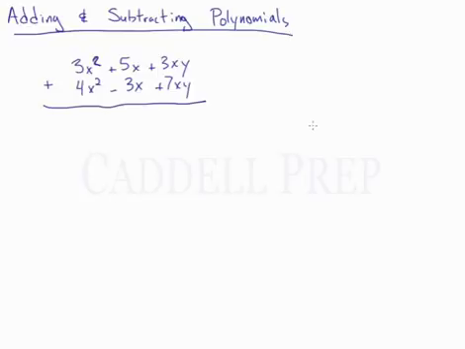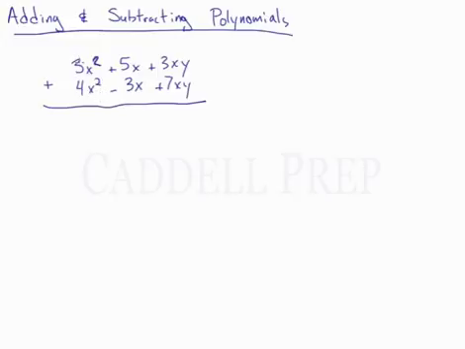Now let's take a look at adding and subtracting polynomials. So we have one polynomial, and we're going to add another one to it. I purposely wrote it this way so that the like terms line up. So we have the x squareds lined up, the x's lined up, and the xy's lined up. So let's add these together.